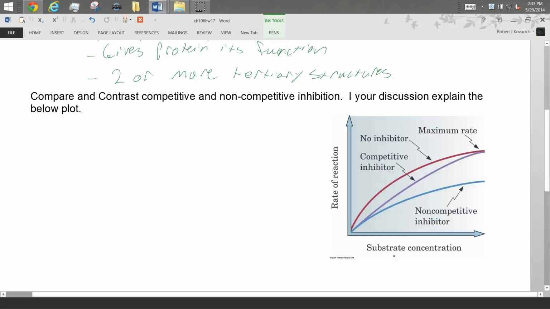All right. So contrasting competitive and non-competitive inhibitors, and use this plot to help with the discussion. So what do we want to say about this? How about the competitive? It attaches to the active site, but increasing the substrate.